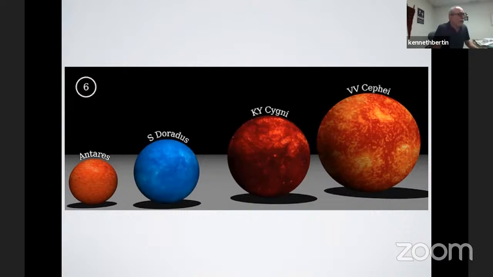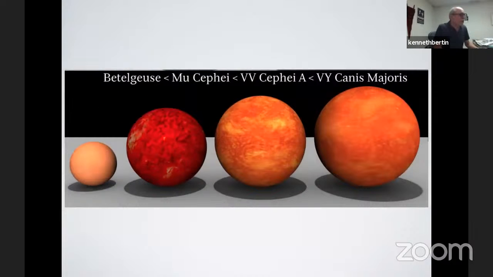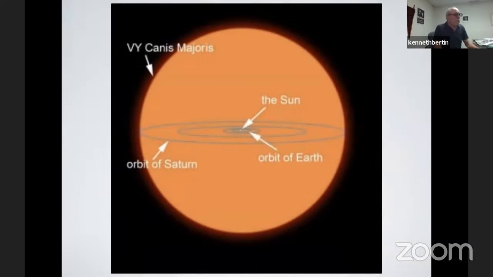And we have another picture of Betelgeuse again against Mu Cephei, VV Cephei, and VY Canis Majoris. VY Canis Majoris is one of the very largest stars, and actually it could be the largest star we've ever discovered. Just to give you an idea of how big VY Canis Majoris is, there is our solar system. The orbit of Saturn actually would be within the diameter of VY Canis Majoris.